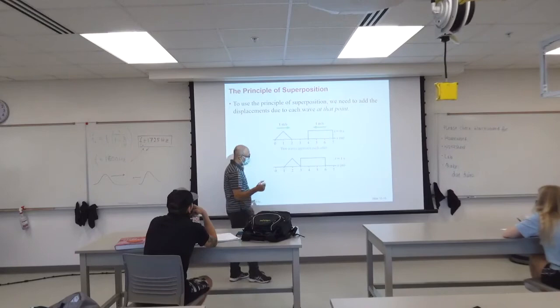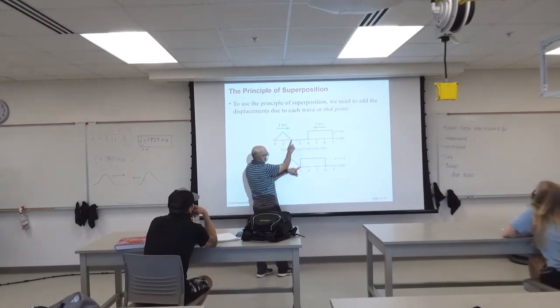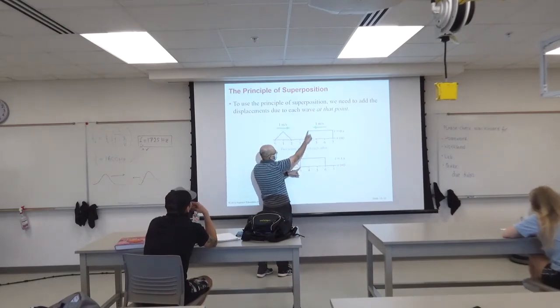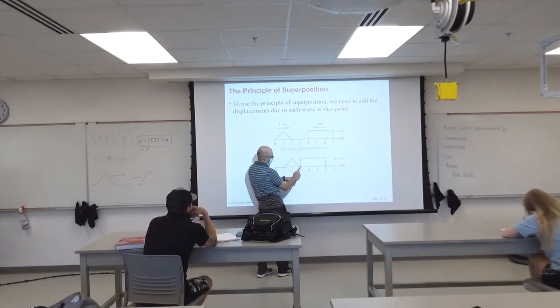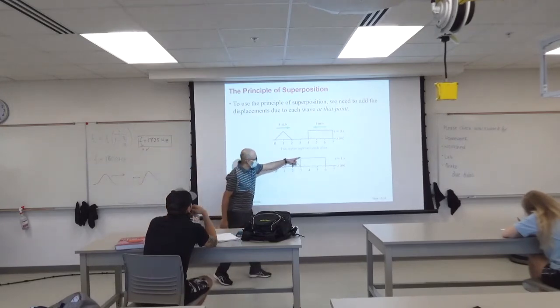So the only point they overlap is that point. If there's no overlapping here, there's no overlapping here. Only that point. And the height of this one is 0, and the height of this one at that point is that. Okay? So you're adding 0 to that height and you get the same height. 0 plus this height is the same height.